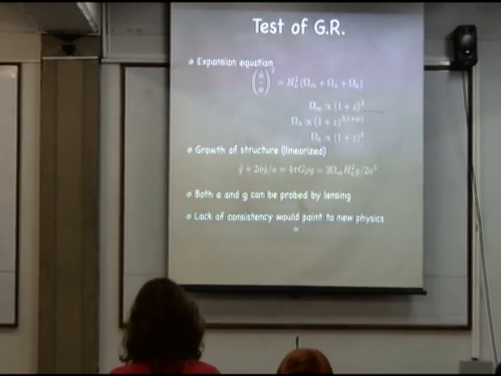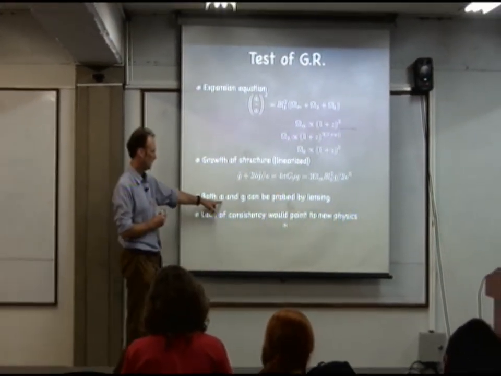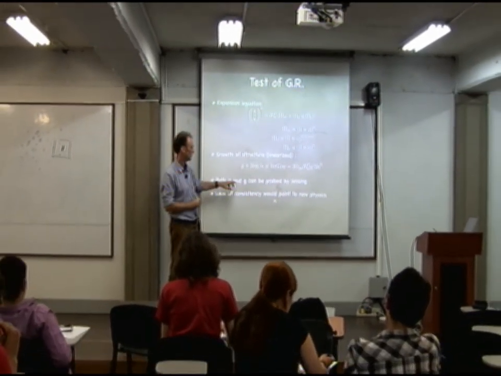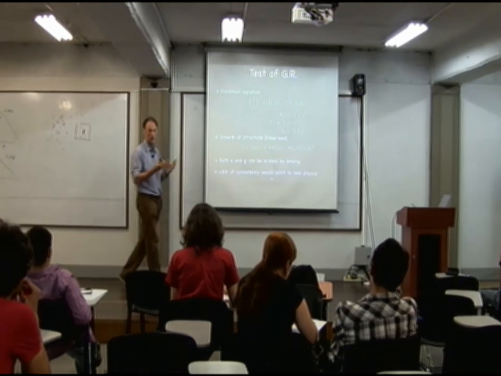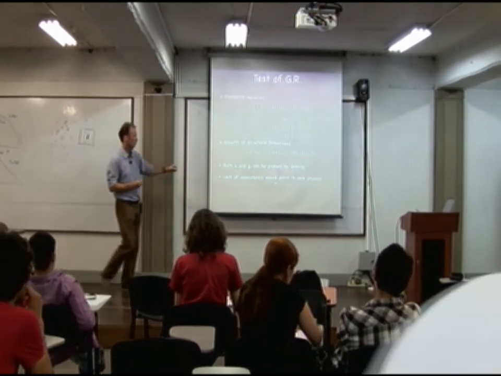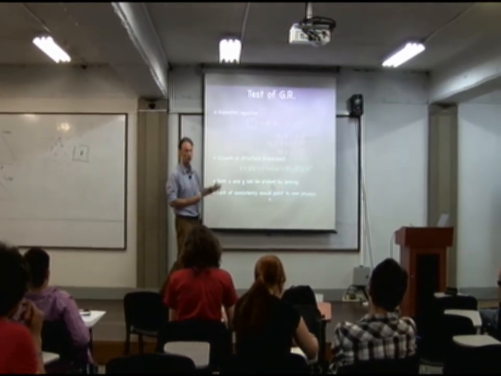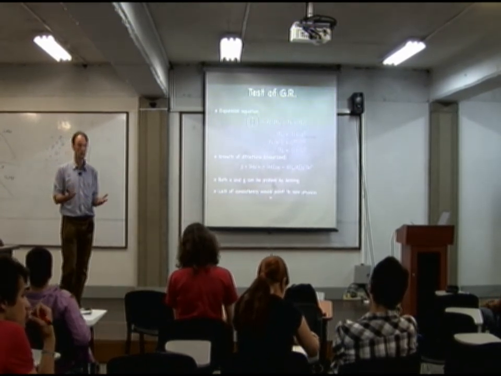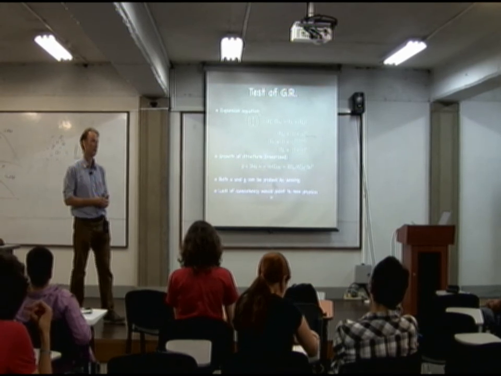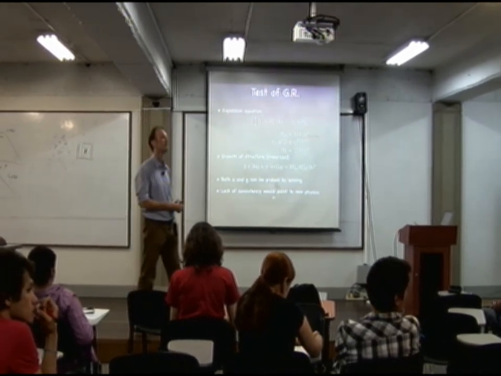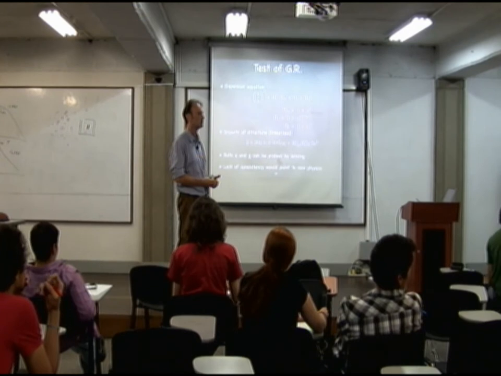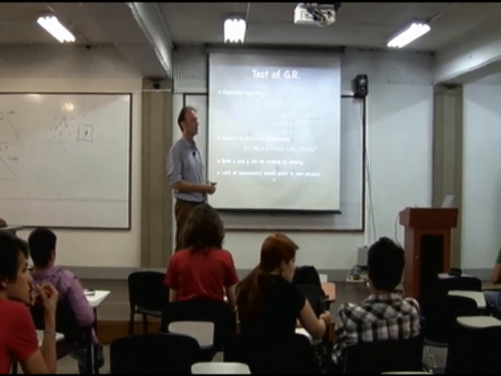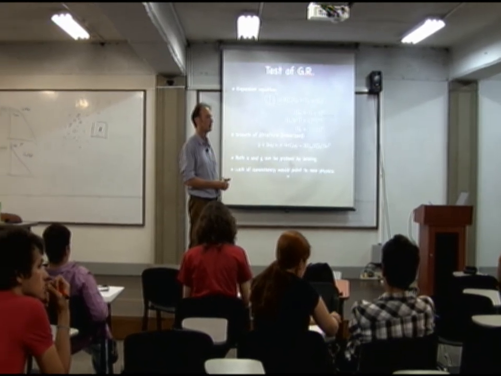As I explained, both of these things can be probed by lensing, A by doing this geometry thing, and G by measuring the amplitude of the fluctuations at different redshifts. And so combining these two things, you can basically do this consistency relation and check whether GR works or not. And if you really find a consistent inconsistency, you would be in business for trying to find a modification for gravity.